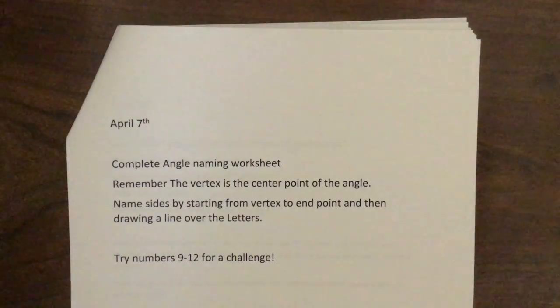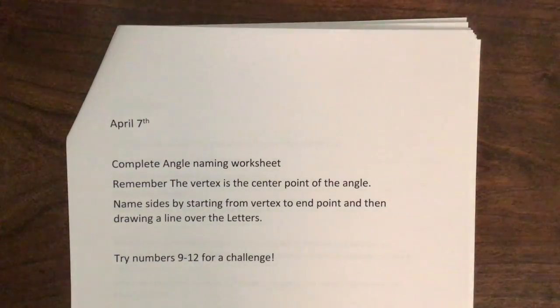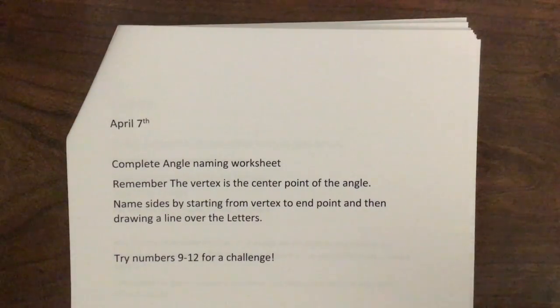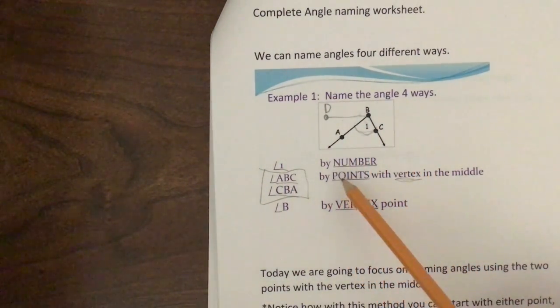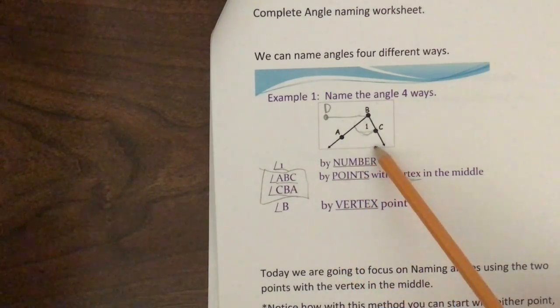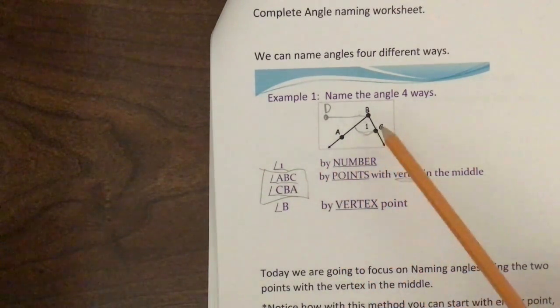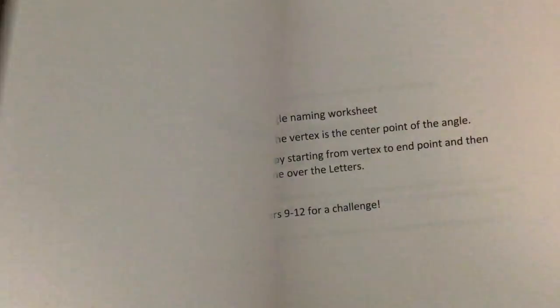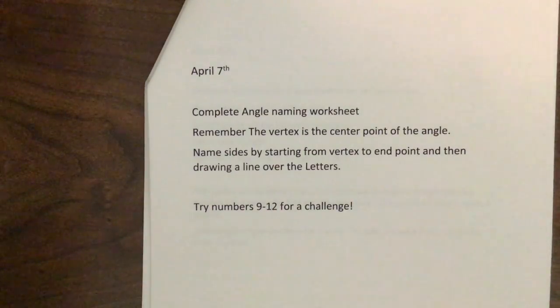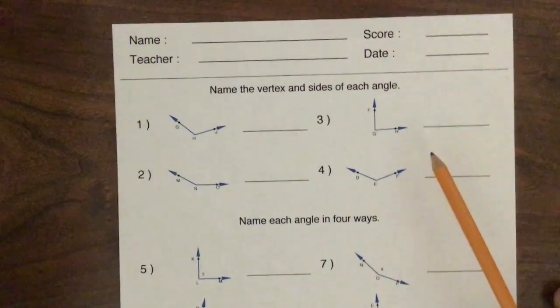All right, guys, it's April 7th, and this is today's geometry video. So today we're going to have an angle naming worksheet, and it's going to be a little bit harder because we're going to use all 4 ways. Okay, so if you need a little refresher on how we name angles, go back to April 6th, and you can see that the 4 ways we name angles are using the points, ABC, CBA, using the labeled number, 1, or just by using the vertex, okay, B. So today we are going to do this worksheet, and 9 through 12 are just going to be a challenge, okay? So here's our worksheet for today.